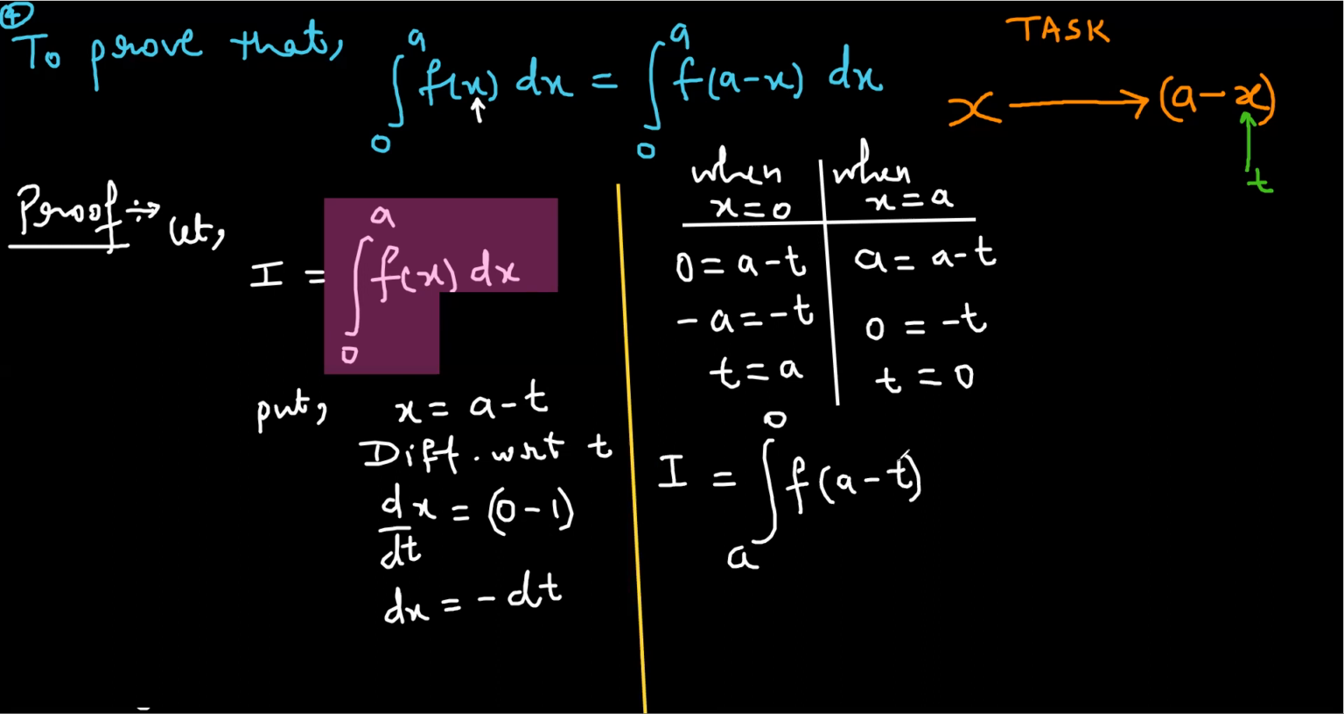You won't be writing dx. What would you be writing? You would be writing negative of dt. Okay, the next step is this negative sign comes out. So you have I equals negative a to 0 f of a minus t dt. Now, this is the time I use property number 1. You remember what property number 1 was? It was this.